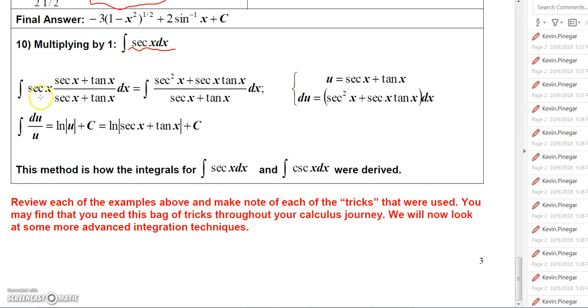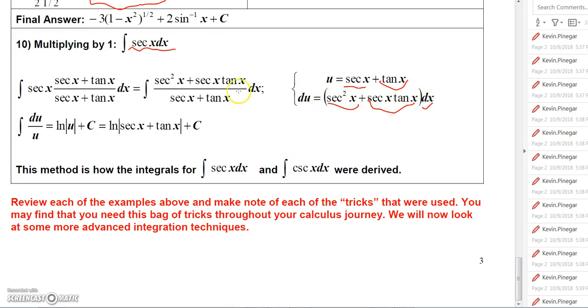But what you can do is multiply this by secant x plus tangent x over secant x plus tangent x. Then you're really not changing the value of the integral, because you're just multiplying by 1. Now if you distribute the secant x in the numerator, secant times secant is secant squared x, and secant times tangent is secant x tangent x, and in the denominator you have secant x plus tangent x. Now, let's let u be the denominator, secant x plus tangent x. Then du would be the derivative of tangent x, which is secant squared x, plus the derivative of secant x, which is secant x tangent x, dx.